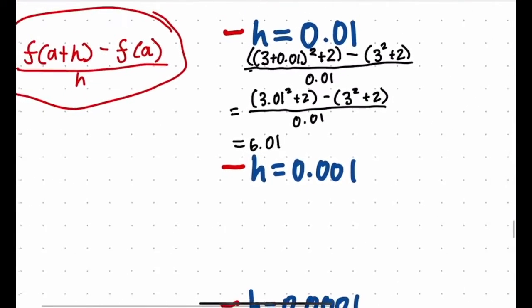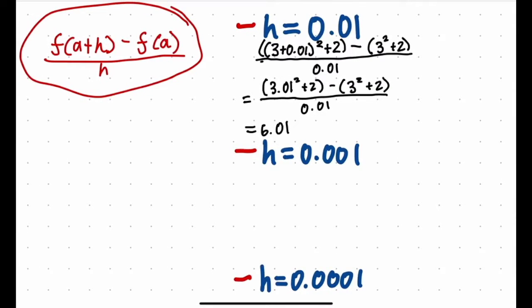Let's do the exact same thing, but now let's make h a little bit smaller, so it's even closer to 0, right? So we can do the same thing, and we know that it ends up to be roughly the same thing, so we have 3 plus 0.001 now, so it's 3.001 squared, plus 2, minus 3 squared plus 2, over 0.001, right? The only thing that's changing right now is the h. So the f of a here is still the same, where a is just 3.